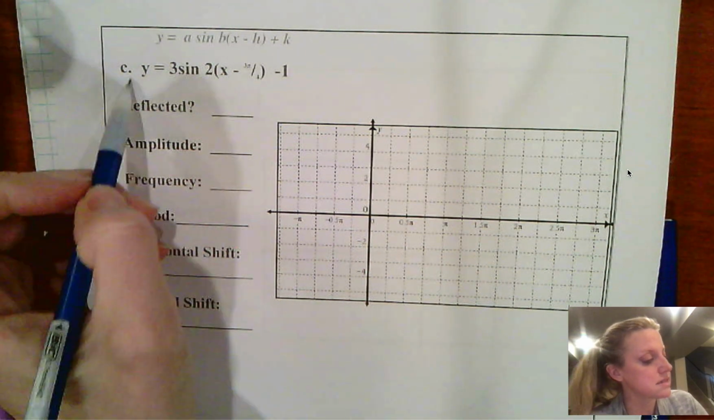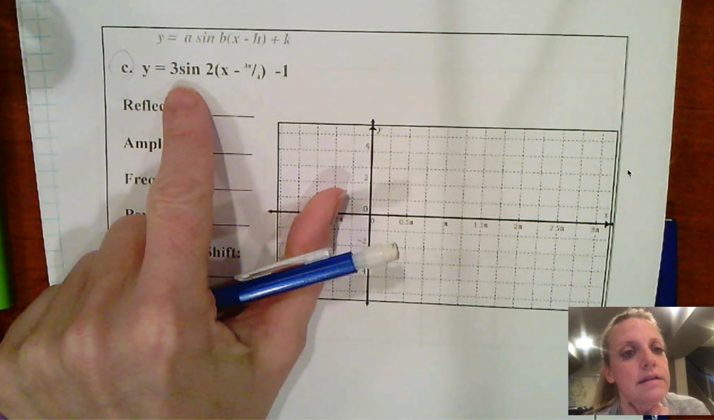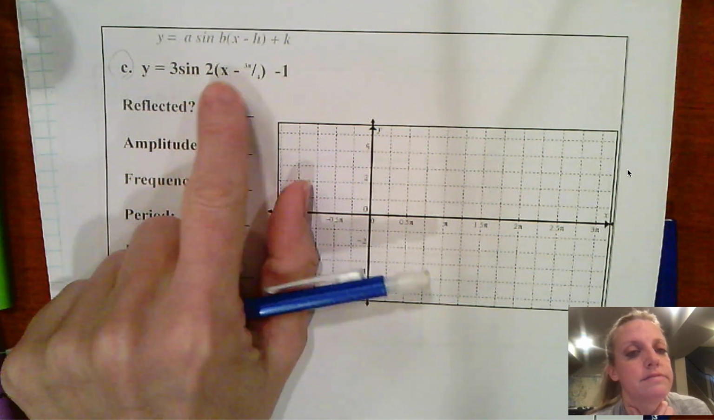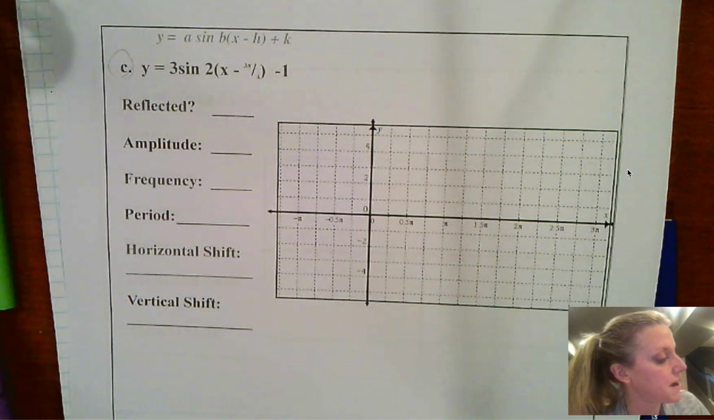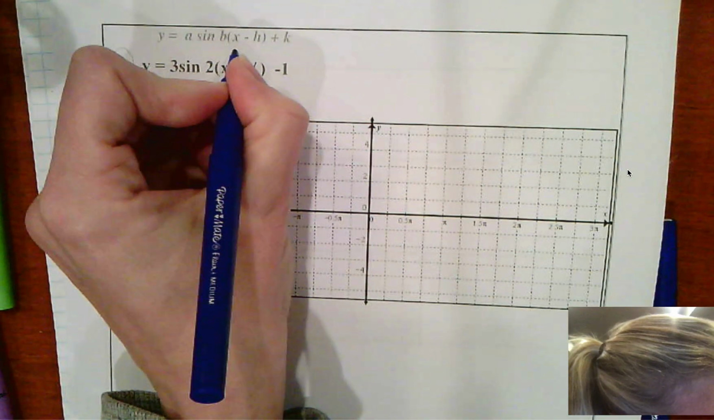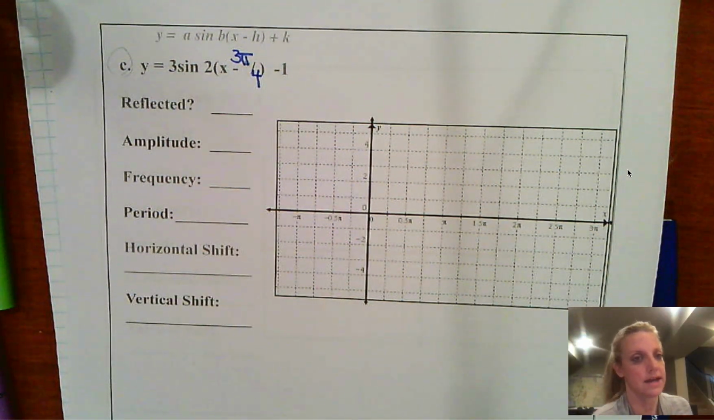All right, this is example C. If you've got the notes helper, if not, just copy this down. Y equals 3 times the sine of 2, and then this is kind of hard to read, it's x minus 3 pi over 4, with a minus 1 tacked on the end.